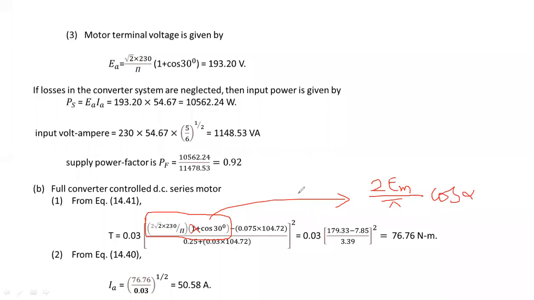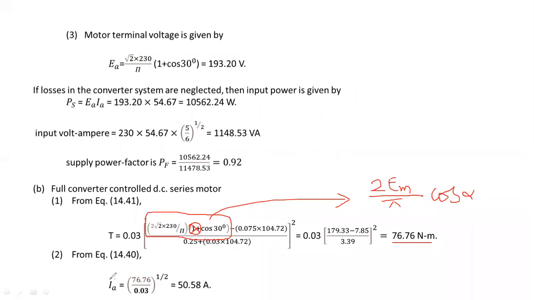Okay, you have to write this formula here. So 2 into Em is 2 root 2 into 230 by pi. Here 1 is extra added. Don't bother about this one, you simply cut it off. There is no 1 plus here, directly cos 30. And the remaining parameters you directly substitute and you will get the torque as 56.76 Newton meter. Okay, now you got the torque.